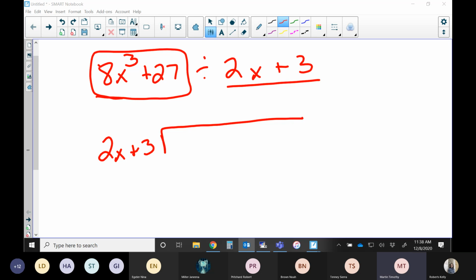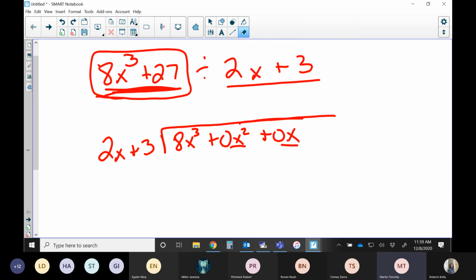Yeah, it skips. What did I say about the exponents? It has to go 8x cubed. Then it has to go to x squared. Are there any x squareds up here? No, they're not. So guess what I do? 0x squared. Are there any x's up here? No, they're not. So guess what? 0x. You have to fill in those place values. It will make your life much easier.